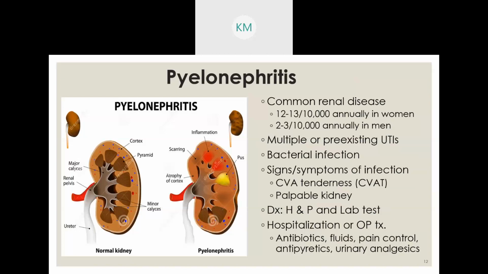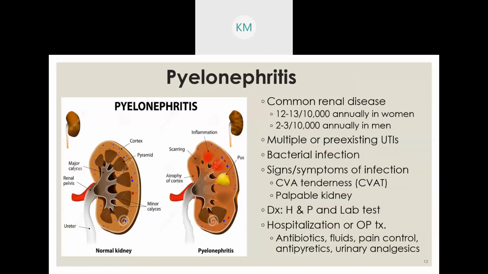Fever and chills, nausea, vomiting, back or flank pain, and costovertebral angle tenderness, or CVAT. I have a picture to show you of that.